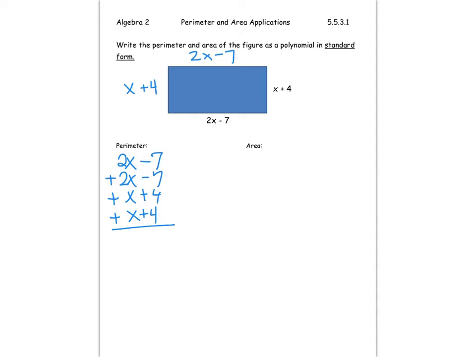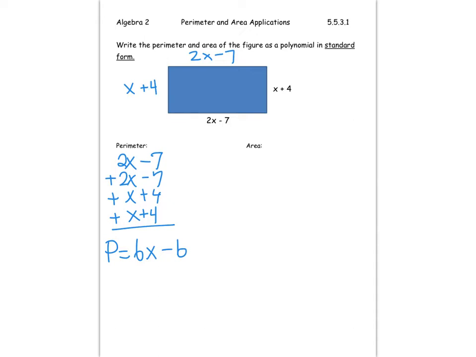And so the perimeter as a polynomial would be what you get when you add up 2x plus x plus x. Add all of our like terms, we'll get 6x. And then negative 7 plus 4 plus 4, which will be negative 6. So the perimeter as a polynomial in standard form is 6x minus 6.